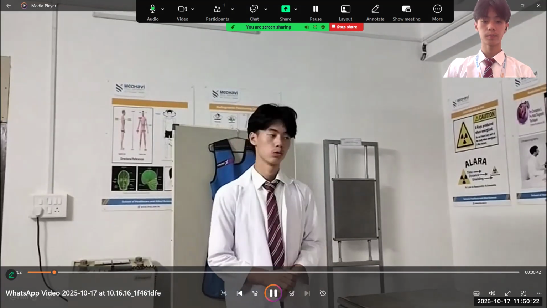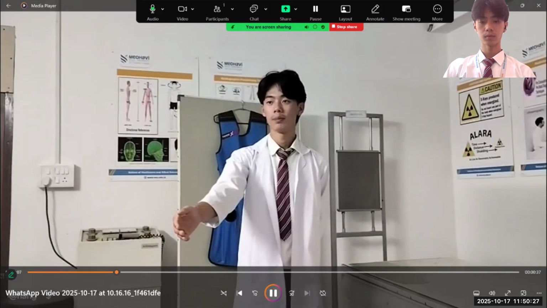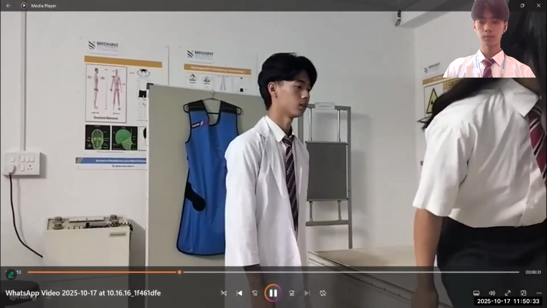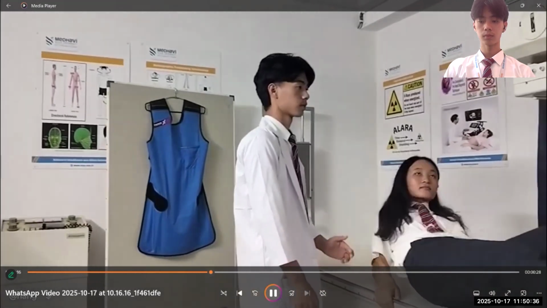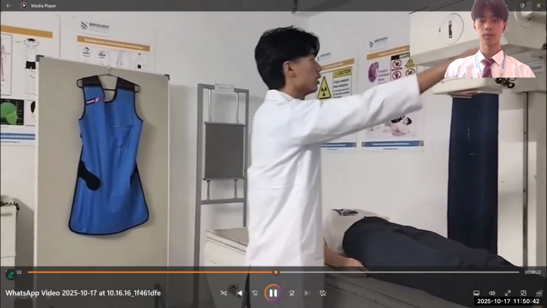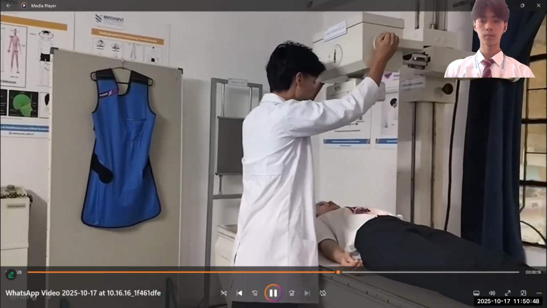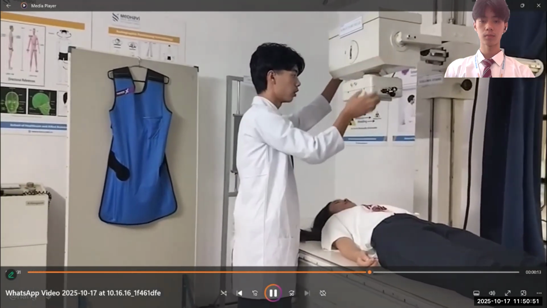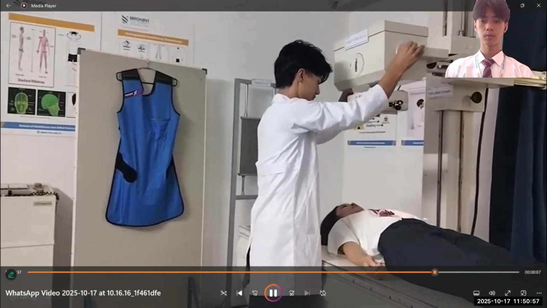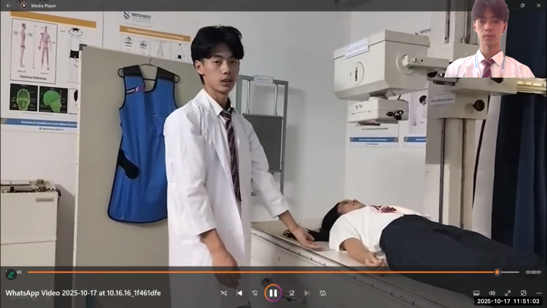Hello everyone, so today we are performing an X-ray for the diagnosis of scoliosis. For this, I'd like to call my patient, my colleague. Please come to the table and lie down. After lying down in a supine position, I will adjust our X-ray tube. I will focus the center of our beam on the center of the spine, move the X-ray tube, and then I will perform the X-ray. Thank you.